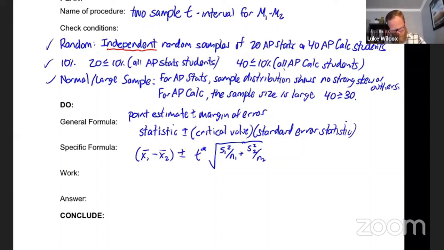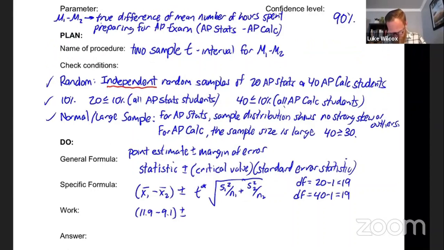Now let's plug in some numbers here. 11.4 minus 9.1 plus or minus. Now t star, we need to know our degrees of freedom, but we have two different sample sizes here. So you might say, well, maybe the degrees of freedom is 20 minus 1, or maybe the degrees of freedom is 40 minus 1. Now, oops, I'm sorry, 40 minus 1, which would give us 39.